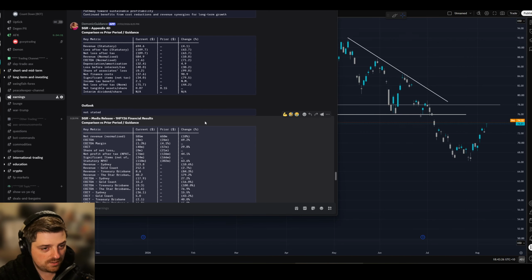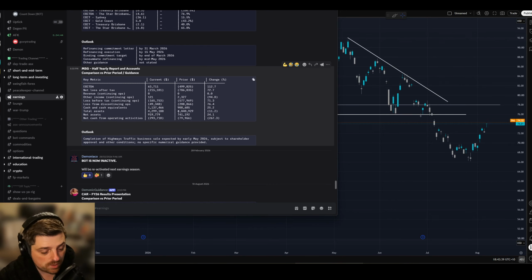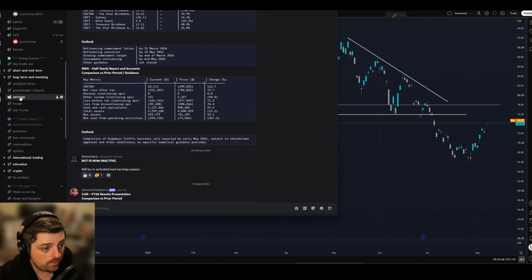It's really interesting when you see a stock like SGR, for example, a bigger company, that has a negative 10% in revenue. You can see the EBITDA change and all that sort of stuff. So all the key important metrics that are produced are spat out automatically. So I'm really keen on using this again to just simplify my life and everyone else's. It's in the earnings channel. You're welcome to join Discord and use it for yourself.